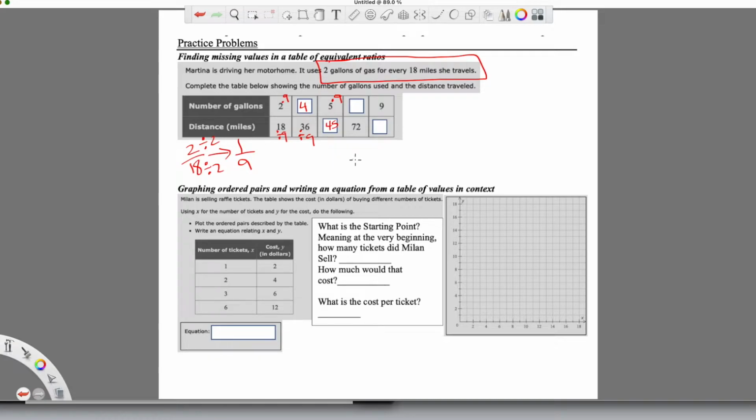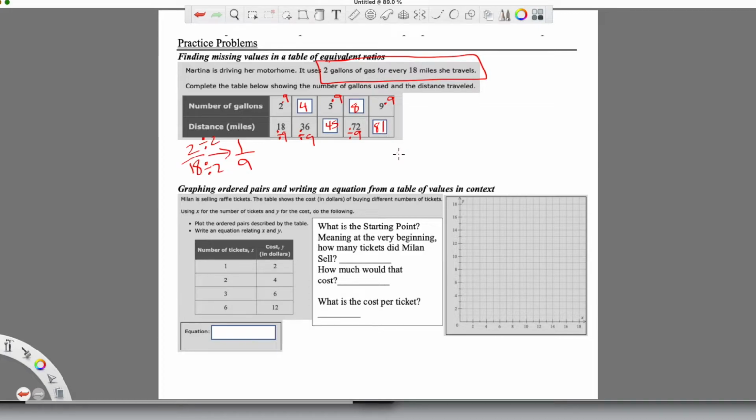Now I'm given the number of miles again, so I'm going to divide, because I want to know how many 9s are in there. Every single one of those 9s uses 1 gallon of gas. So 72 divided by 9 is 8. So she used 8 gallons of gas driving 72 miles. And the last one, they gave us 9 gallons of gas used, so I'm going to multiply by 9 to get 81 miles.